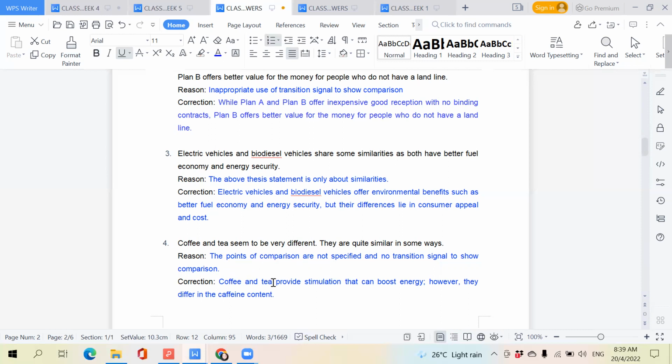Okay, coffee and tea. So you know right away that these are the two subjects. Provide stimulation that can boost energy. This one is the similarity or P1. However, is the transition signal, and last but not least, they differ in the caffeine content. And this one is, of course, there's nothing else. All right, this is P2, point of comparison for differences.